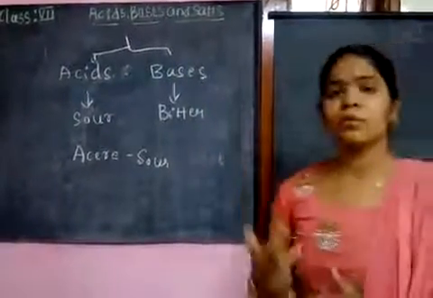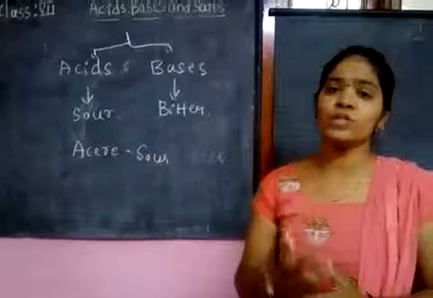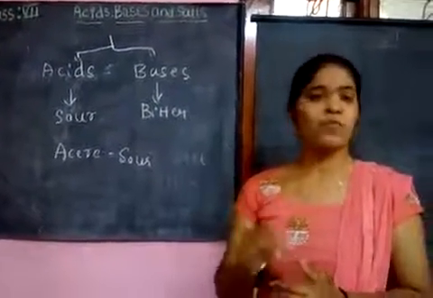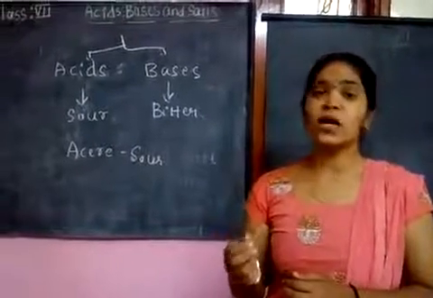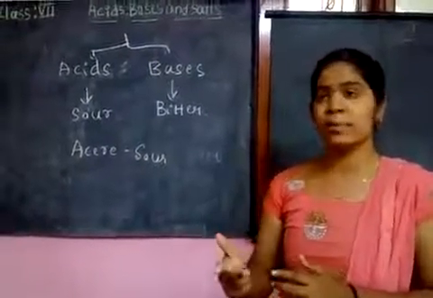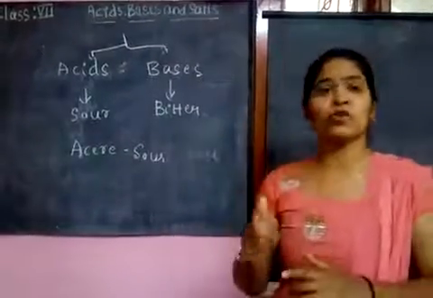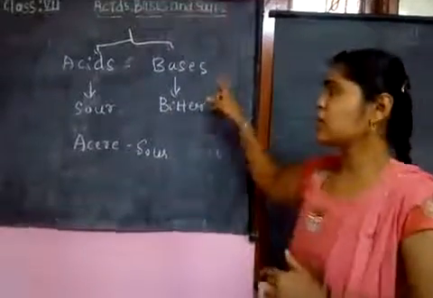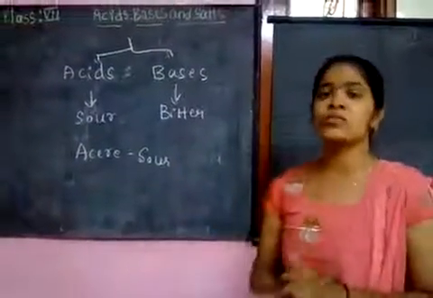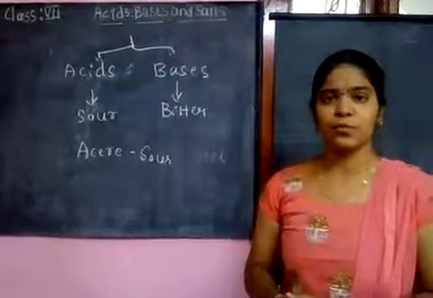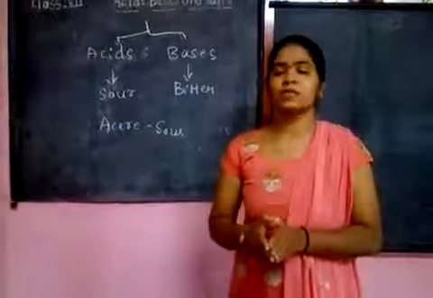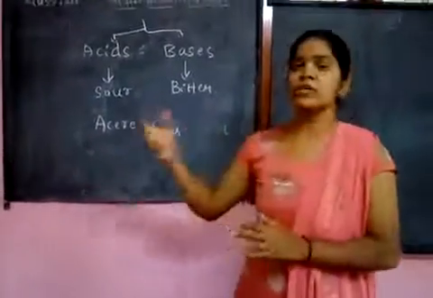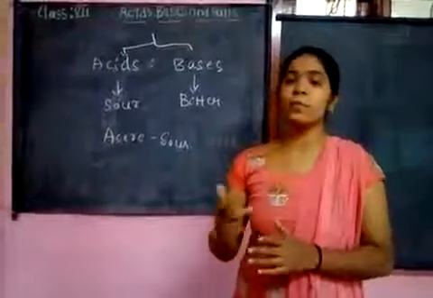For example, if you consider baking soda, when you rub baking soda with a small amount of water in your fingers, you feel soapy in your hands. Then we call them bases. They do not have any sour taste. They are bitter in taste. These are the food materials we use in our day-to-day life. Substances which have properties like bitter taste are substances of a basic nature.